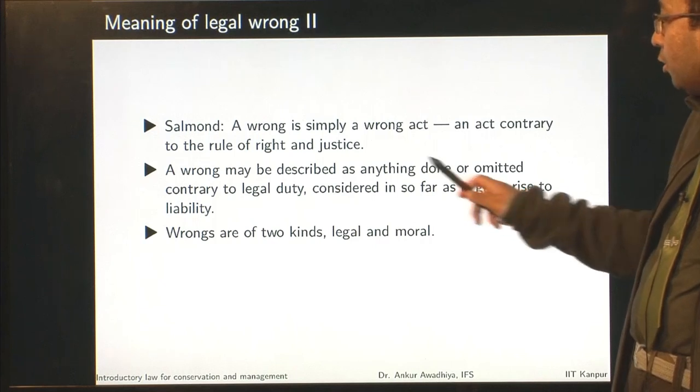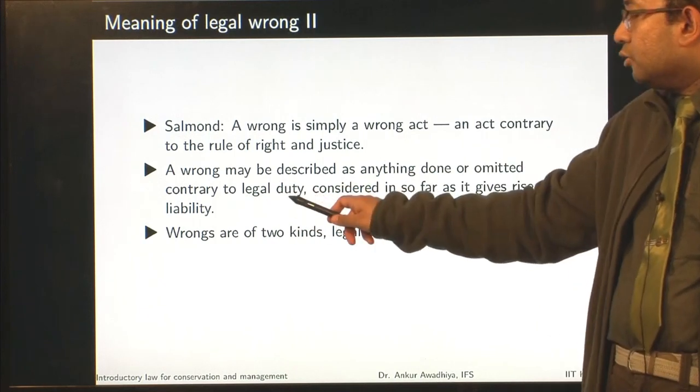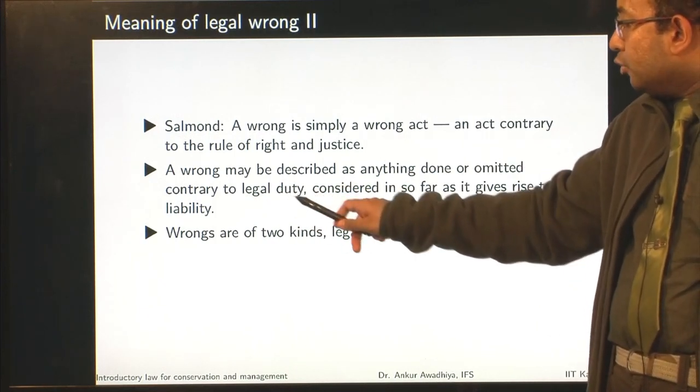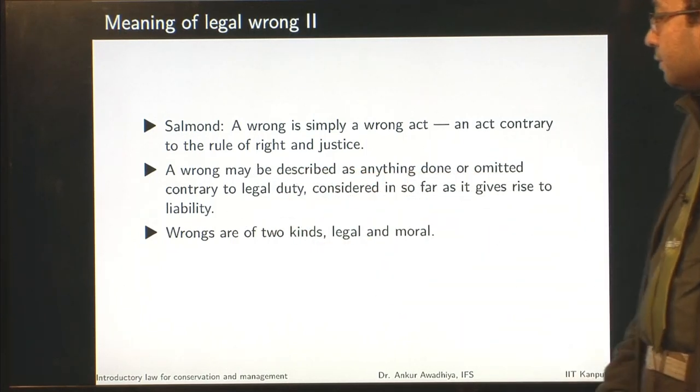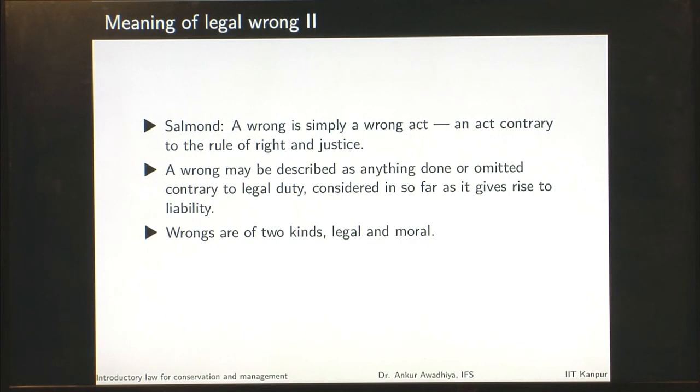Anything done or omitted against the legal duty. And if you do a wrong, then it gives you a liability. So it gives you certain sorts of punishments. It gives you certain obligations that you need to do. And wrongs are again of two kinds, legal and moral wrongs. So just like we have legal and moral rights, similarly, we have legal and moral duties. And now we are seeing that we have legal and moral wrongs.